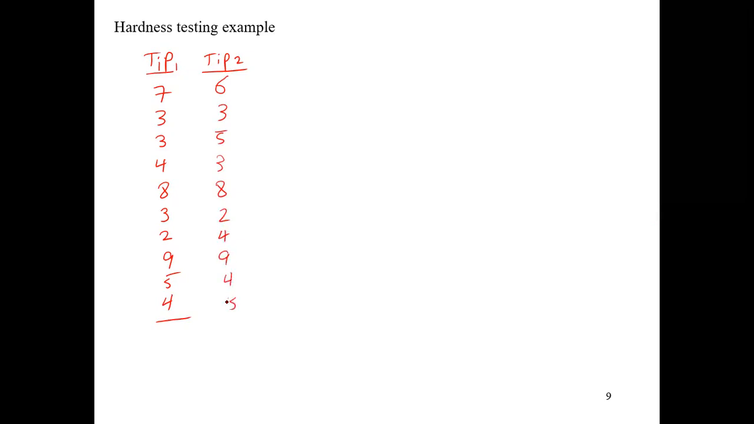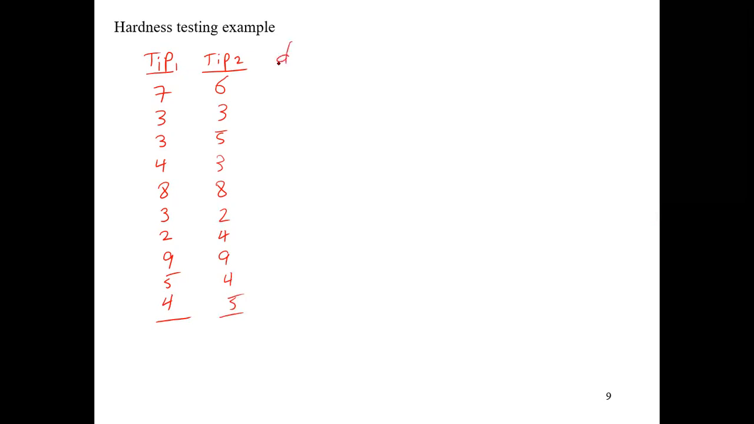Tab 1 values are 7, 3, 3, 4, 8, 3, 2, 9, 5, 4. 1, 2, 3, 4, 5, 6, 7, 8, 9, 10. I don't need to take the sum because I'm not going to work with the sum of the x1. The second group of data is 6, 3, 5, 3, 8, 2, 4, 9, 4, 5.